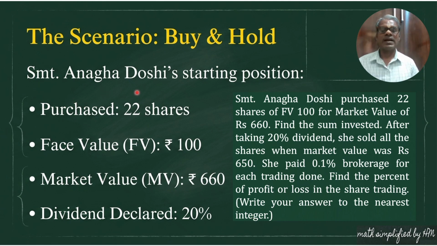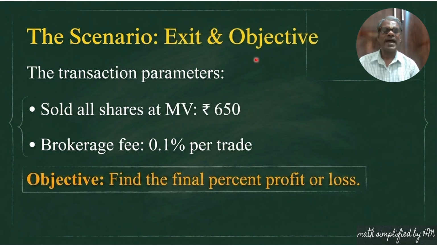So, Srimati Angadoshi's starting position. Purchased 22 shares. Face value of each share is rupees 100. Market value of each share is rupees 660. Dividend declared 20%. The scenario: exit and objective. The transaction parameters: sold all shares at market value rupees 650. Brokerage fee 0.1% per trade. Objective: find the final percent profit or loss.